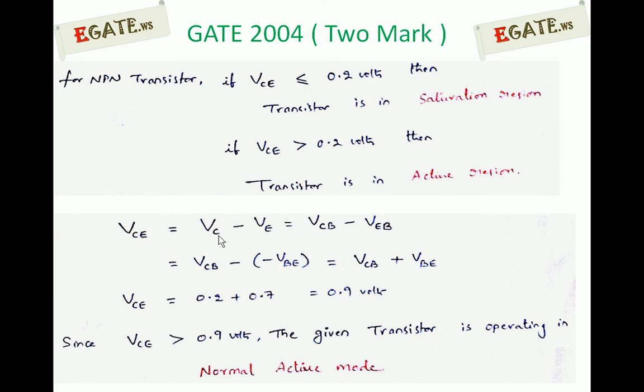VCE can be written as VC minus VE, and taking the base as the second variable, VCB minus VEB you can write. So VCB minus of minus VBE, since VEB is nothing but minus VBE. So this becomes VCB plus VBE. Now the VCE value is nothing but 0.9 volts. Since VCE is greater than 0.2 volts, the given transistor is operating in normal active mode.